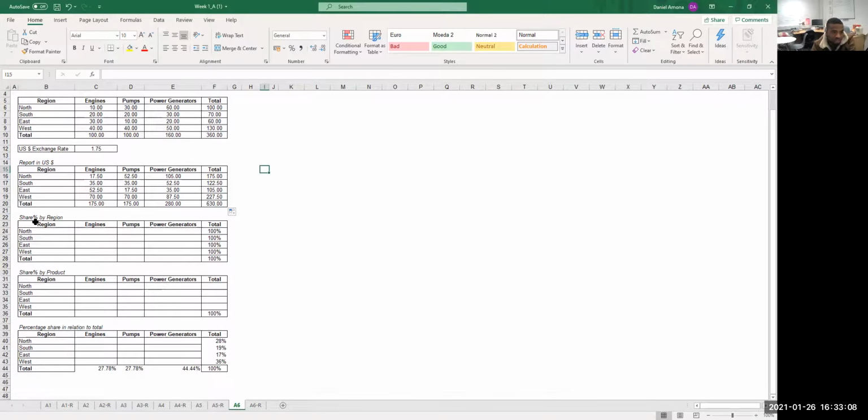find the share percentage by region. So we want to get the percentage by regions. What we need to do is, these are the regions here that go horizontally: north, south, east, west. Those are the regions. In order to get the percentage, you get the individual over the sum.